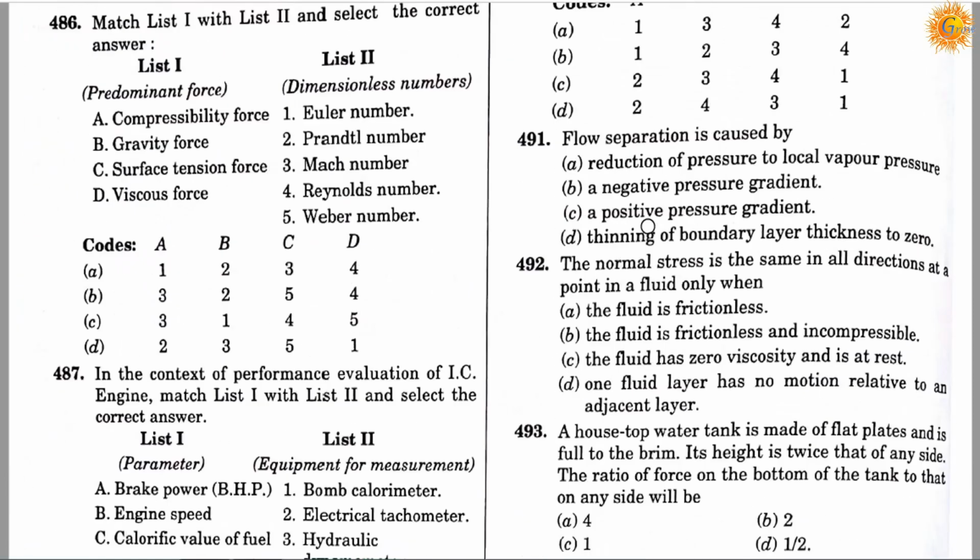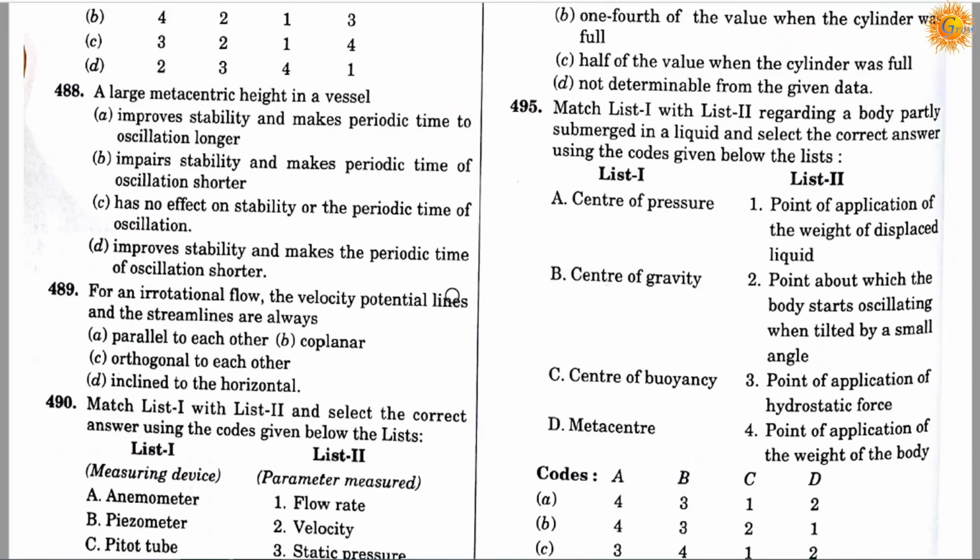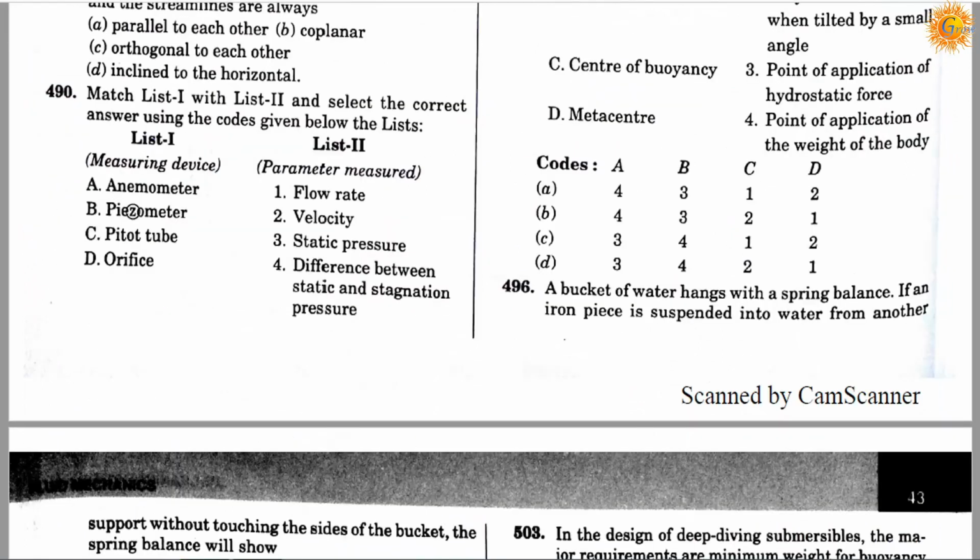Okay, correct answer is C, and according to C it is 2341. So in this way, anemometer is used for velocity, and piezometer is used for static pressure, pitot tube is used for the difference between static and stagnation pressure, and orifice is used for the flow rate.